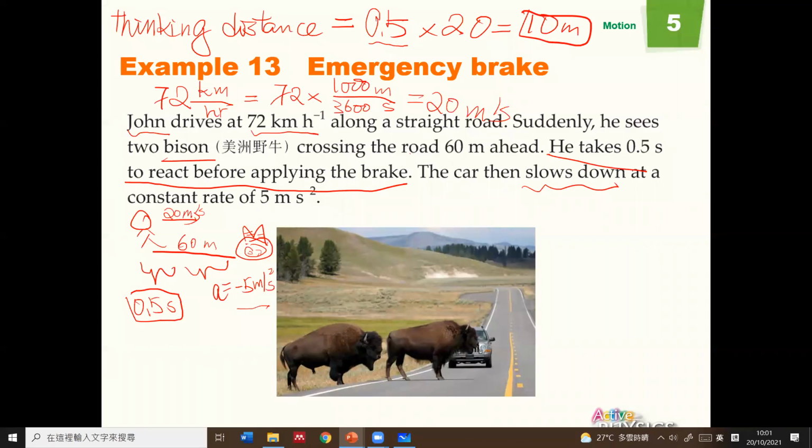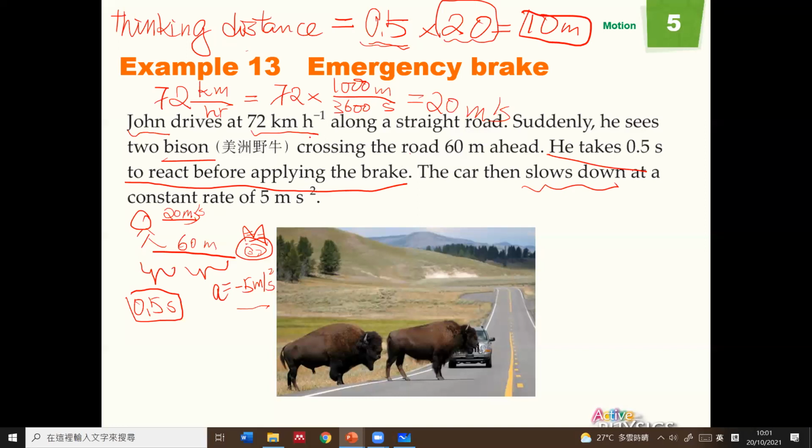So the concept is that during the first 0.5 seconds, this guy hasn't reacted, and this is uniform motion. He hasn't started to decelerate. So use your velocity times the time, then you will get the thinking distance.